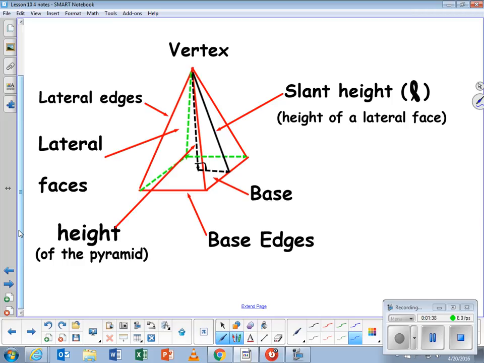The height of the pyramid, that's the key height of the pyramid, is this distance in here, this dotted line. That's measuring from the vertex to the base. It's got to be perpendicular. So you see the little perpendicular symbol there showing you that's the height of the pyramid.